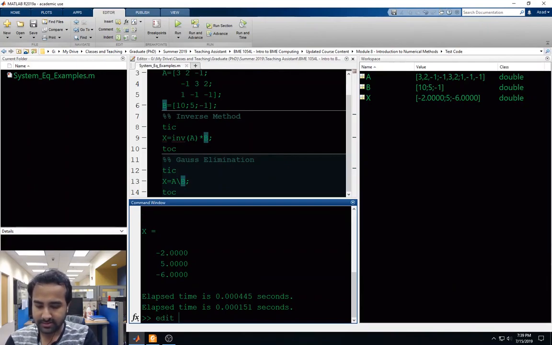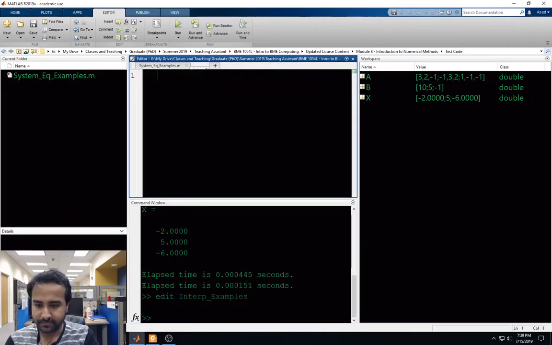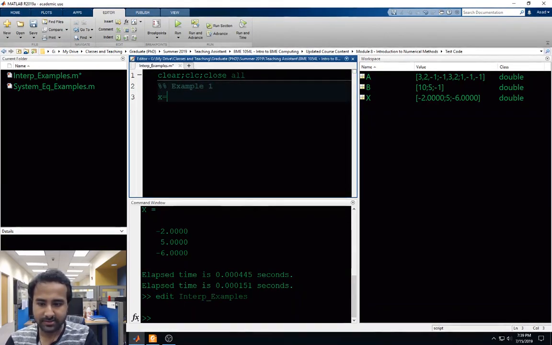So edit interp examples. So clear, clc, close all. Example 1. So let's make up our data.